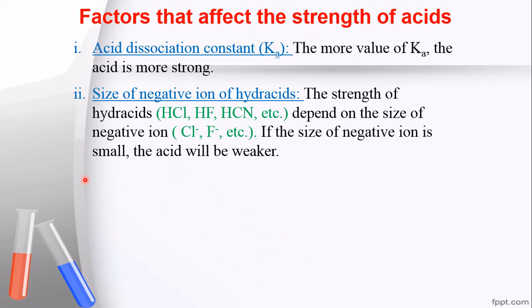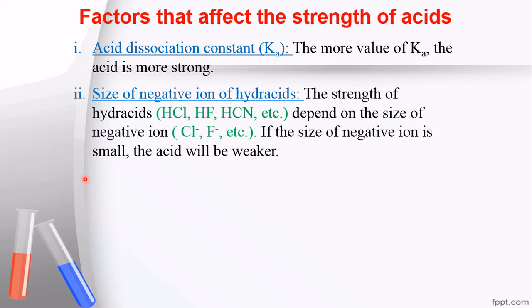Now, at first we will determine the strength of these hydroacids. The strength of hydroacids depends on the size of the negative ion, that means the negative ion which is joined with the hydrogen ion. For example, chloride ion for hydrochloric acid, fluoride ion for hydrofluoric acid, etc. If the size of the negative ion is small, the acid will be weaker. You have to remember this: for hydroacids, if the size of the negative ion is small, the acid will be weaker.